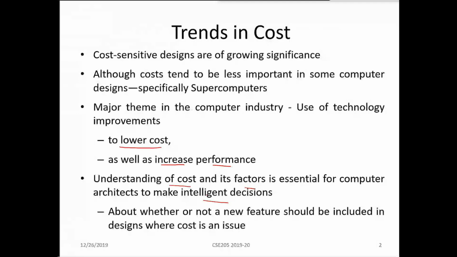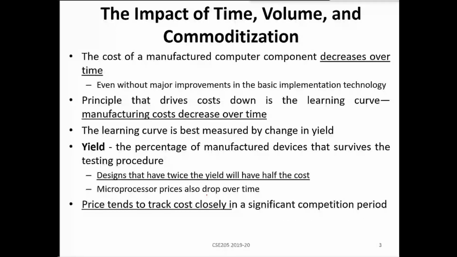So in general, there are a few impacts that may decrease the cost. The first one is the time, the next one is the volume, and the third thing is the commoditization. So what is that? First we'll go for the time. So this is the time.